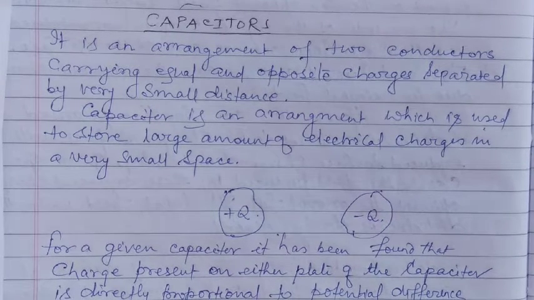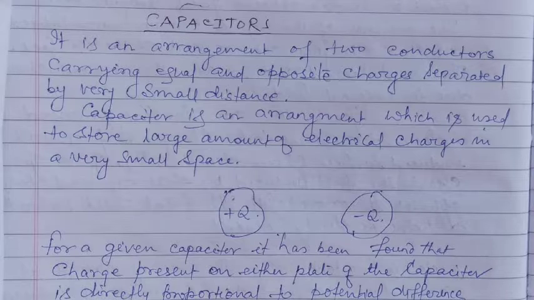In this video, we'll discuss capacitors. What is a capacitor? A capacitor is an arrangement of two conductors carrying equal and opposite charges placed close to each other, separated by a very small distance. This arrangement is known as a capacitor.